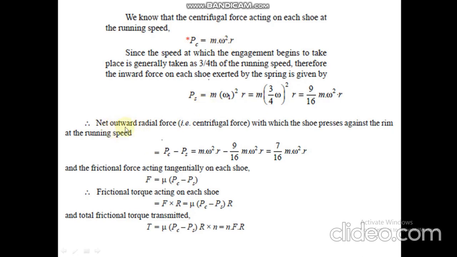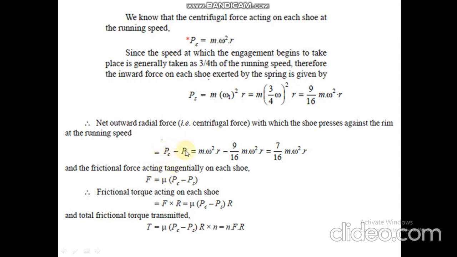So the net force will be the difference of these two forces. Since centrifugal force is acting upwards, spring force is acting downwards, so the net force will be the difference of these two forces. So m omega square r minus 9 by 16 m omega square r. We subtract spring force from the centrifugal force, and the result will be 7 by 16 m omega square r.